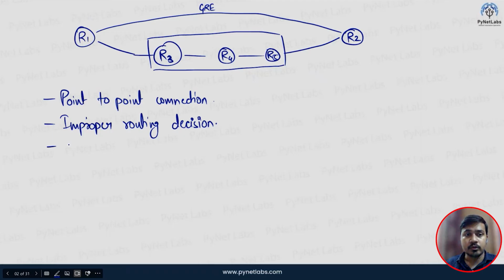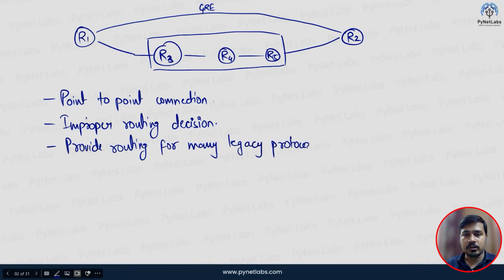Okay, and it is also used to provide routing for many legacy protocols. There are quite a lot of protocols still available and still being used in the network, which are considered as non-routable. Let's say something that is known as NetBIOS. NetBIOS is one of the most commonly known legacy protocols that is generally used to identify the network devices and more. Another example could be something like IPX.